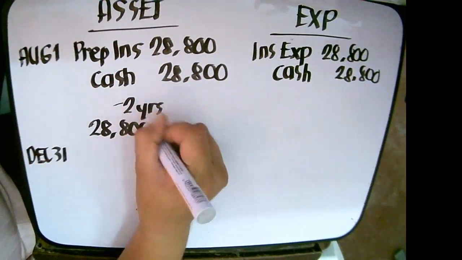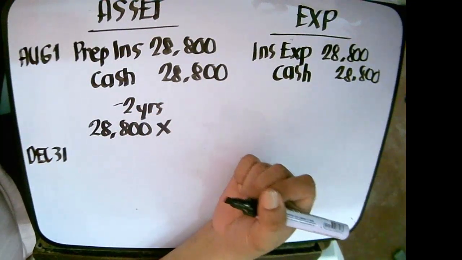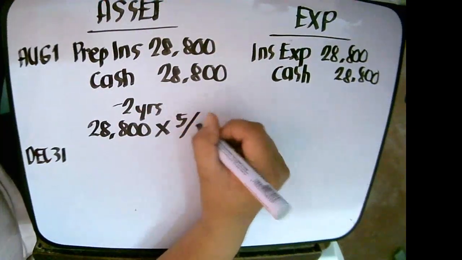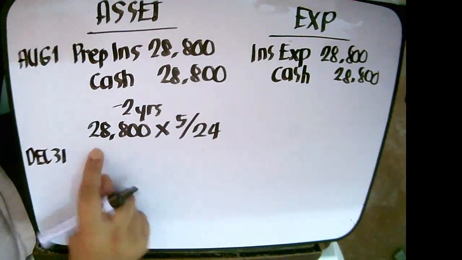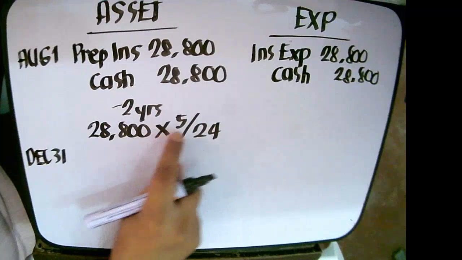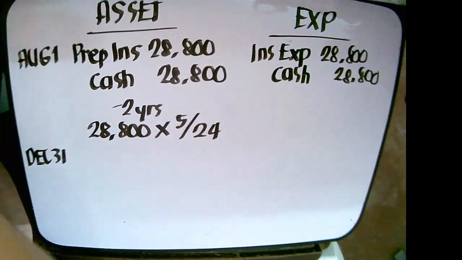That is 5 months. Sabihin, yung 28,800 natin times natin sa 5 months. Ito yung na-expense na divide natin sa 24. O pwede din, gawin nyo, 28,800 divided by 24 times 5 months. So, yun yung expense na portion.